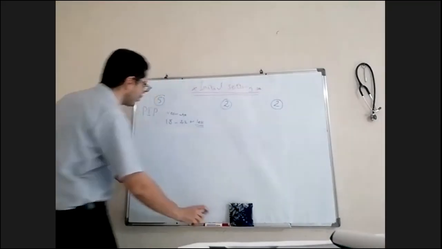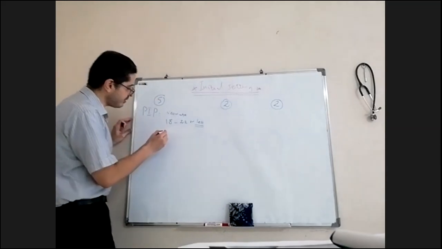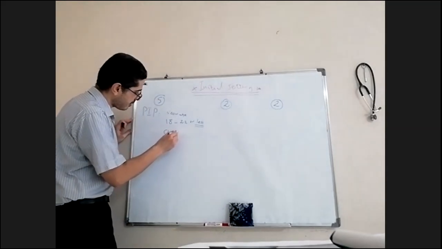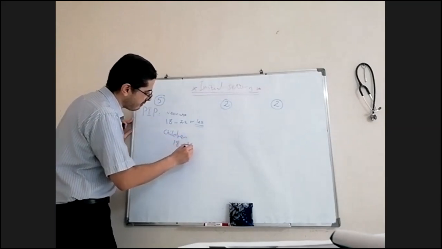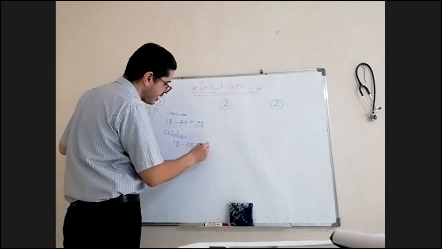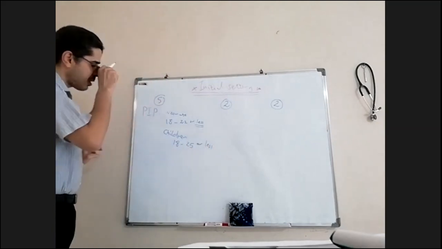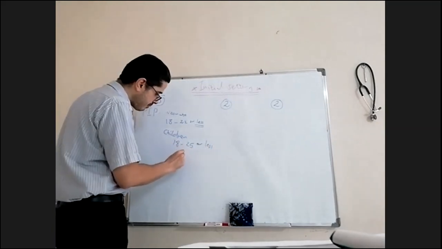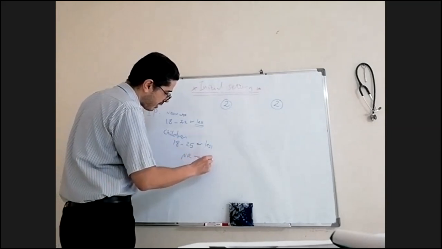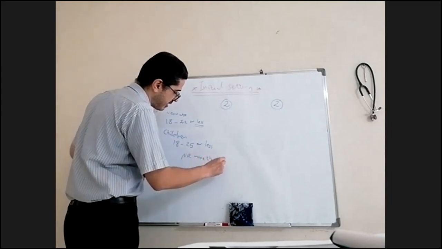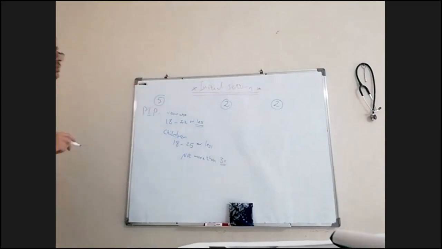That is for neonates. For children, 18 to 25 again or less. Try to give not more than 30. Avoid more than 30. That's for peak inspiratory pressure.